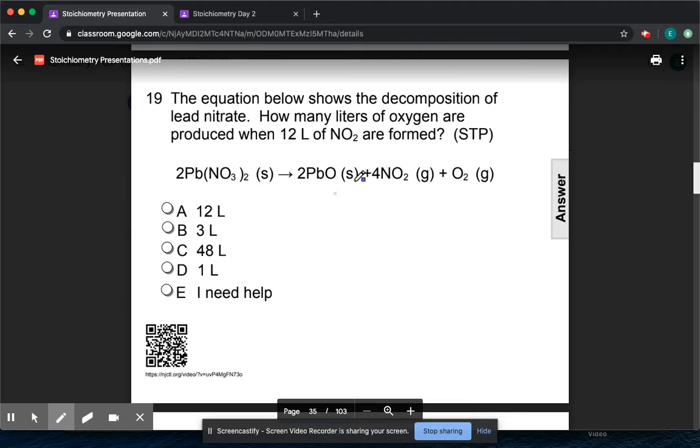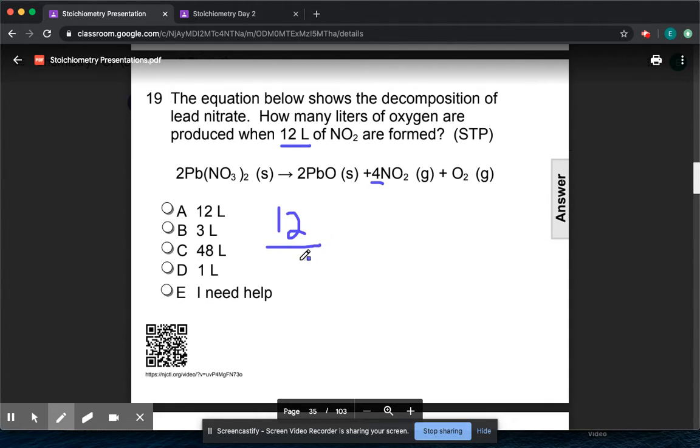Looking at the recipe, if we follow this recipe exactly, we should get 4 liters of NO2. What the problem is telling us is that we have 12. So what you want to do is figure out how much we scaled up this recipe, because you can scale recipes up or down to make more or less of something that you need. So we made 12 liters. The recipe only makes 4. If we made 12, that means we tripled the recipe.